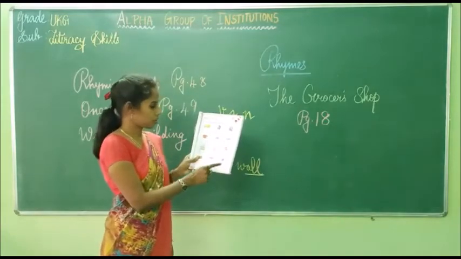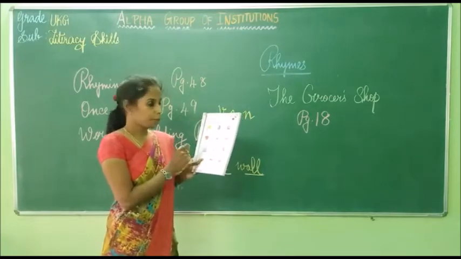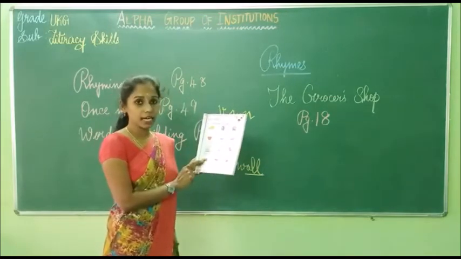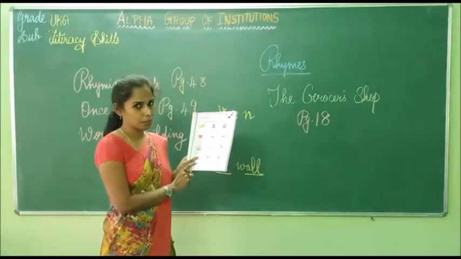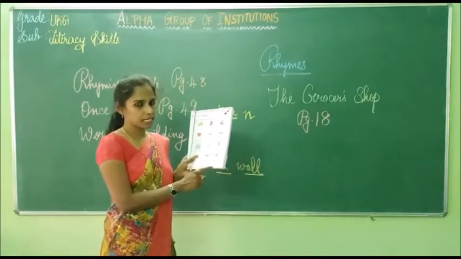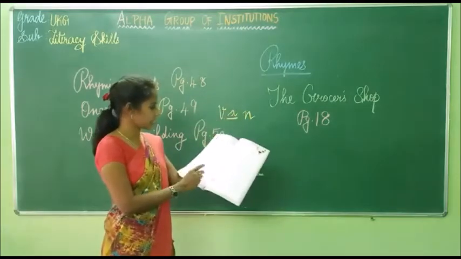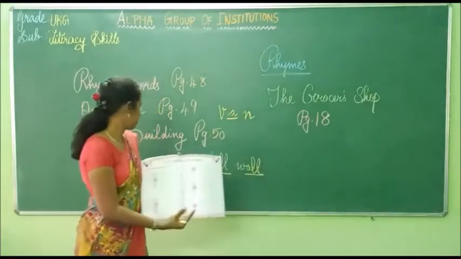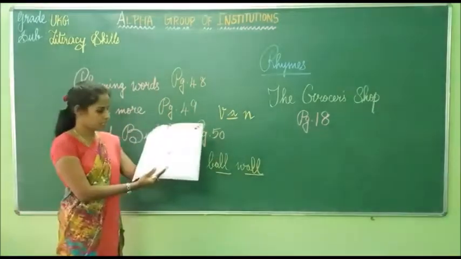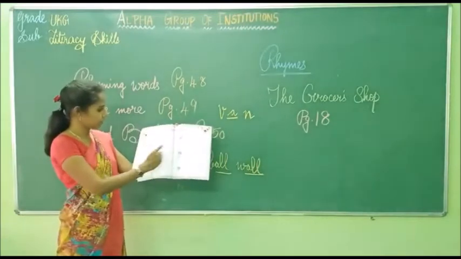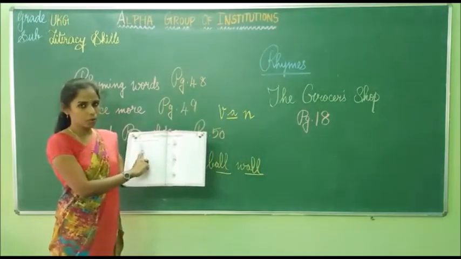Good children. I have explained this page also in the video, but I have given some words in your classwork. Take the help of your parents and do the classwork page for these missing letters. Move on to the next exercise. Word building, page number 50. Some letters are given here and the ending sound is given.